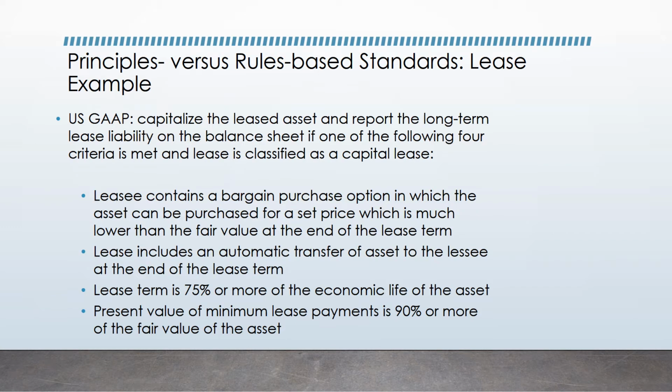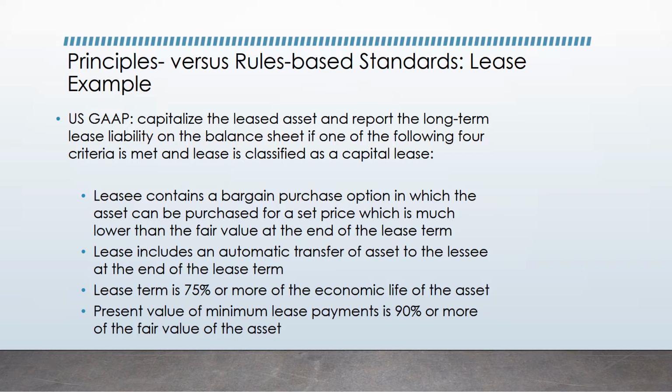The example that we're going to use to talk about principles-based versus rules-based accounting standards has to do with leases. So we know that in recent years, both U.S. GAAP and IFRS have put out new lease accounting standards. The reason why both systems needed a new lease accounting standard is because companies were structuring their leases in such a way that they could keep both the asset and the liability off of the books. So this is what we refer to as off-balance sheet financing.